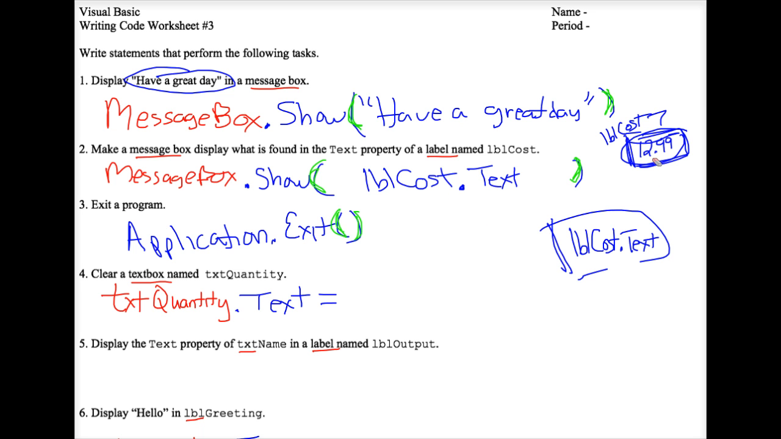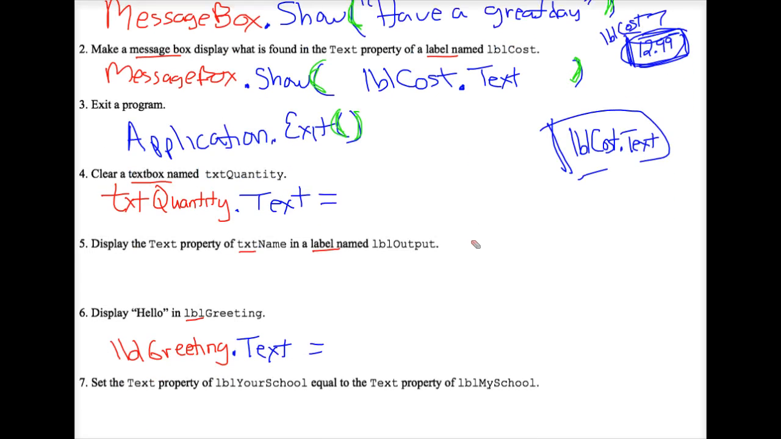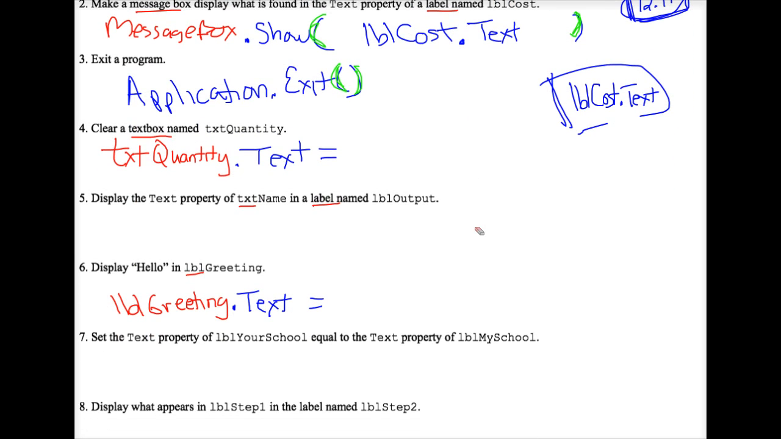Okay, finishing up number 4 before the bell rings here. I have 3 minutes of video time left. Numbers 4 and 6. Well, because it's .text, you do not use parentheses like you did with .show. You use this equal symbol I already told you. Now, to clear something out means to put nothing there, which is the same thing as putting 2 quotes right next to each other. That's what it means to clear a text box. Number 6, if it's the phrase hello in double quotes, then that's what I want there.